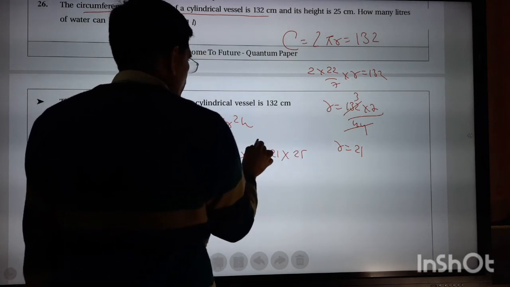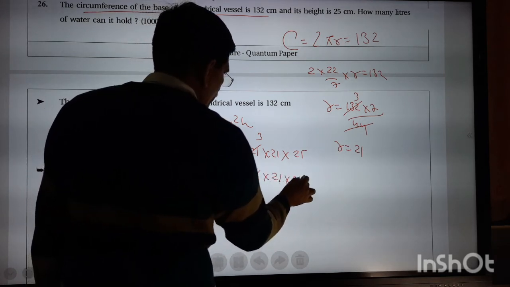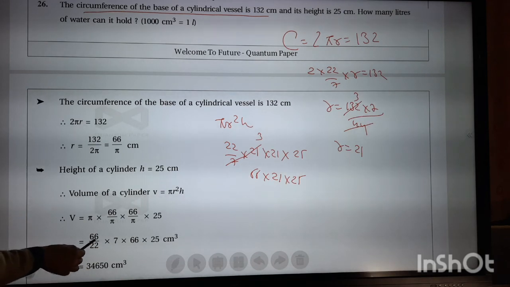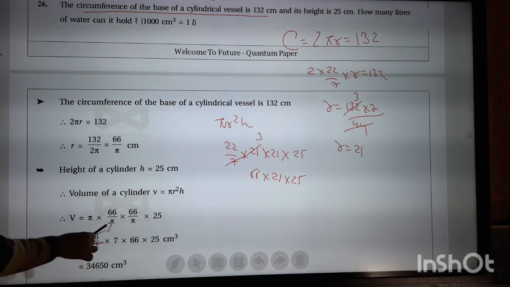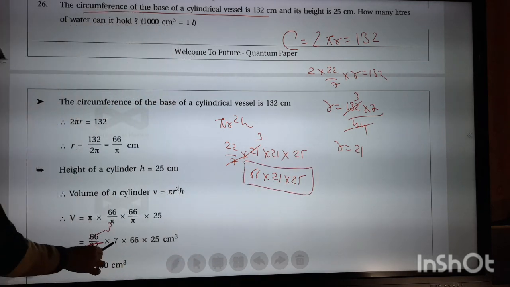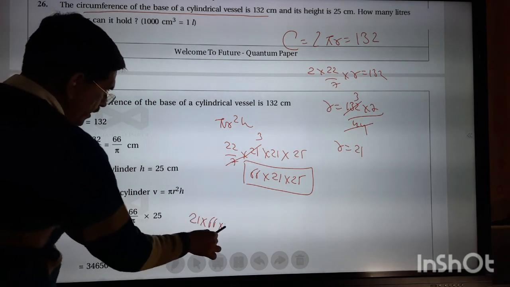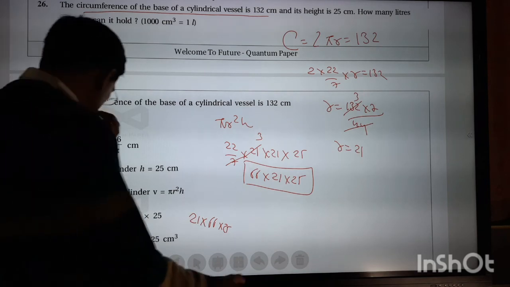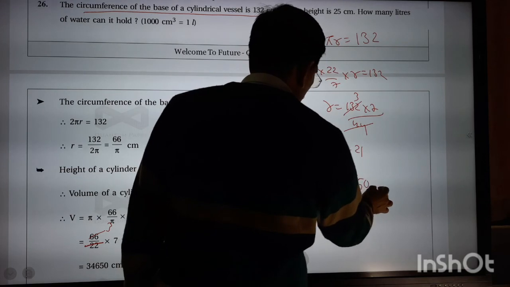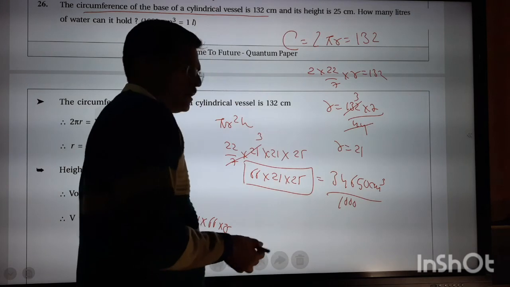Now if we will cancel, that is 3. So 66 into 21 into 25. If you will do, you will see 66. Here it is 22 into 3. So 3, 21, 66, 25. Same thing we have got here. 3 into 7 is 21. So 21 into 66 into 25. Same we have got the answer. That is 34650 centimeter cube.